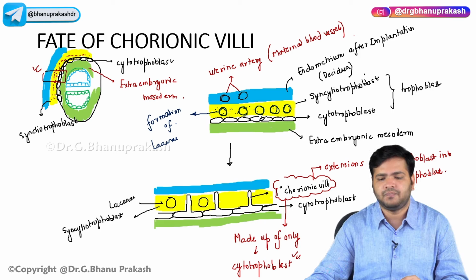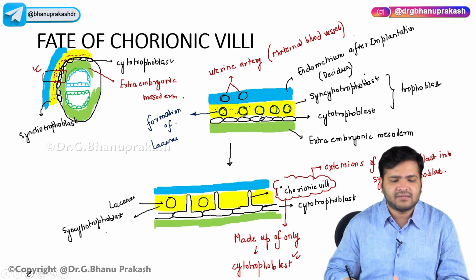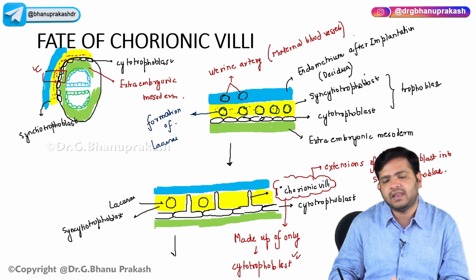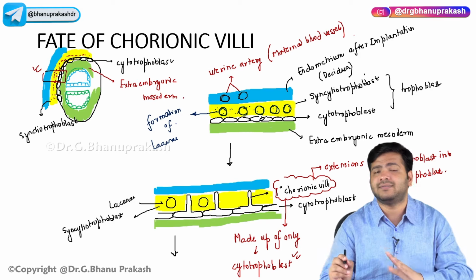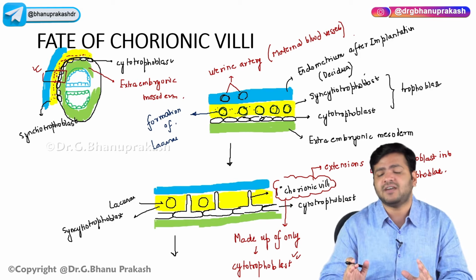Now, what will happen next? Let us try to draw what will happen next. I'm drawing on the next slide, but you will continue in the same fashion that I'm drawing right now. What will happen next? You already know we have the cytotrophoblastic cells.